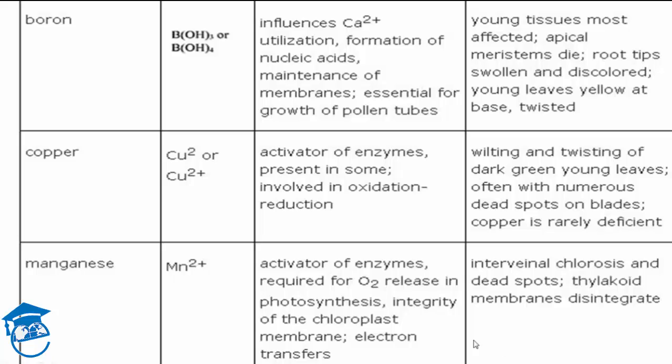Now what's the deficiency symptom of manganese, students? It forms interveinal chlorosis. It also forms dead spots. Thylakoid membranes disintegrate because of the deficiency of manganese, students. Okay?